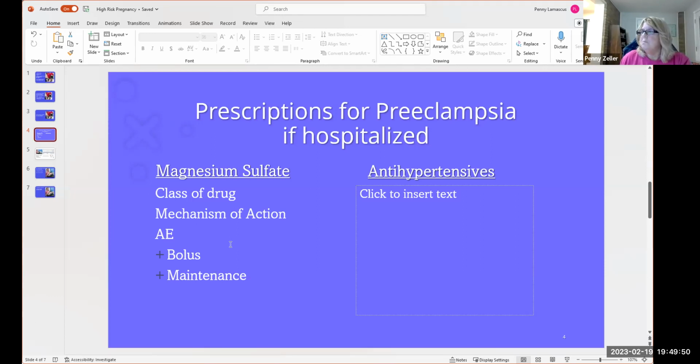Okay. So magnesium sulfate is a central nervous system depressant. Understanding that part about magnesium sulfate reminds you of what you need to assess in your client. So it reduces the activity of the central nervous system.